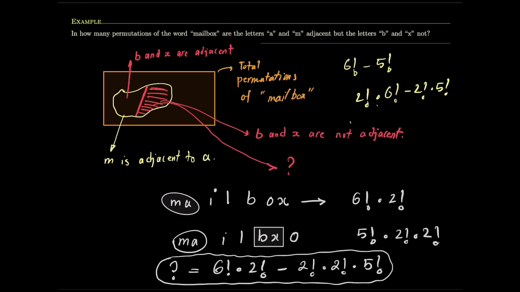Okay. So what is the answer? 6 factorial. Can we simplify this a little bit? So let us just calculate it. It's very simple. So 6 factorial is 720. You multiply it by that, it becomes 1440. And then 5 factorial is 120. Multiplied by 2, 480. And if we subtract them, it becomes what? 960. 960. So this is our answer.